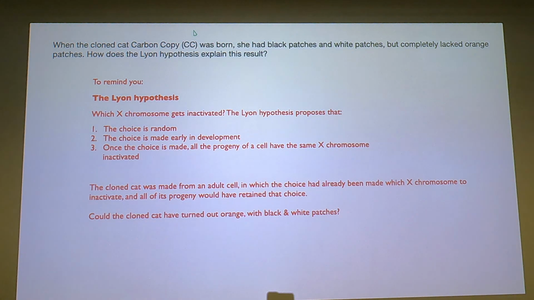There's a secondary question there. Could the clone cat have turned out orange? Yeah, it's just random which one you got the cell from.